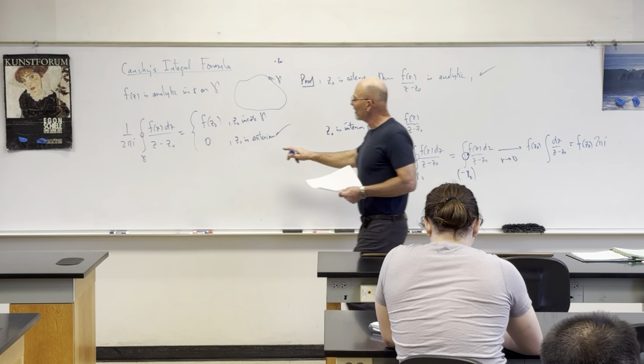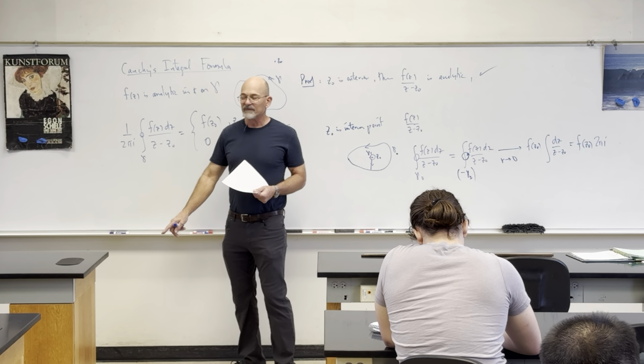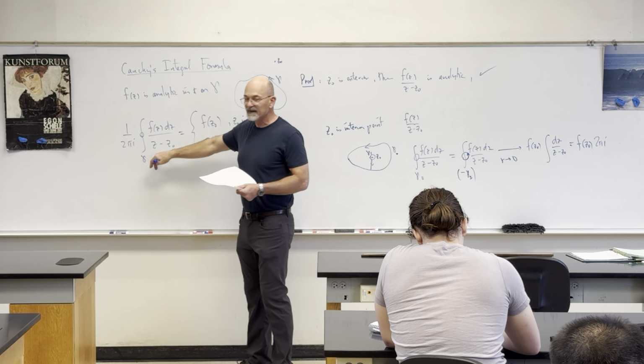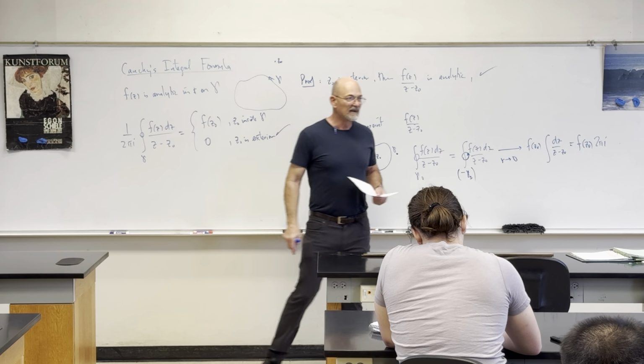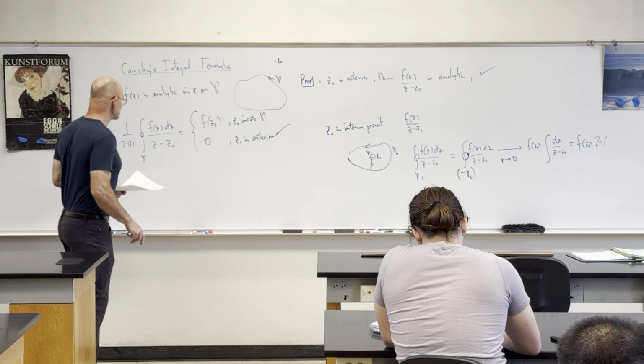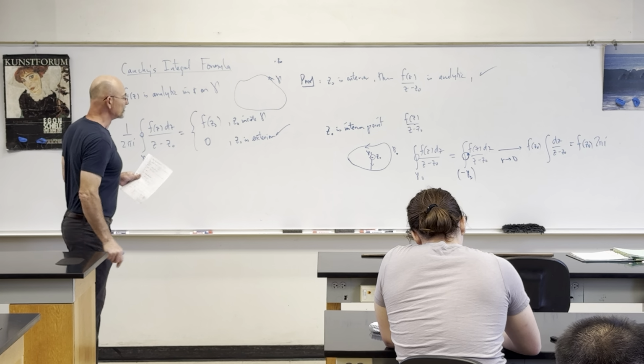This form, though, plays a big role later on. So the 1 over 2 pi i is less important than the fact that you've got the function divided by z minus z sub 0. Later on, when we do Taylor expansions and stuff, we'll be starting with Cauchy's integral formula.